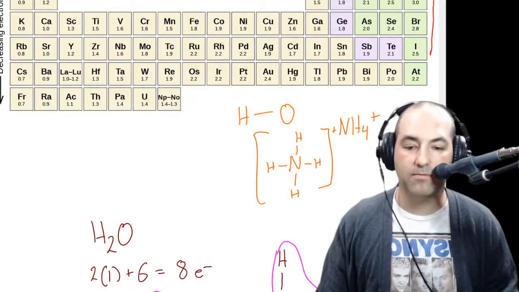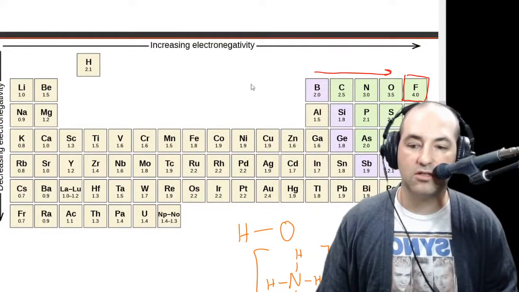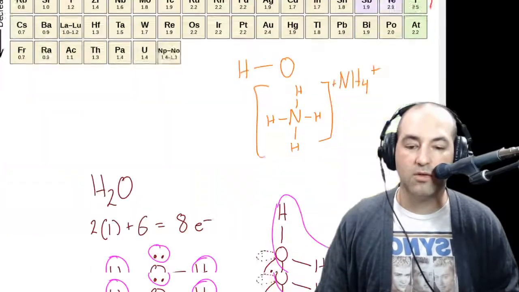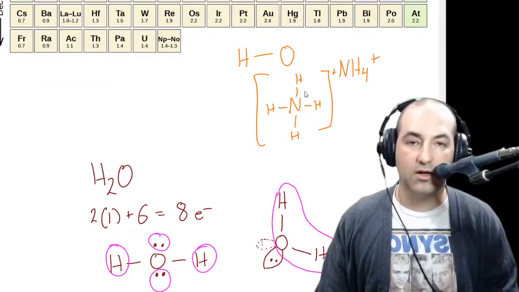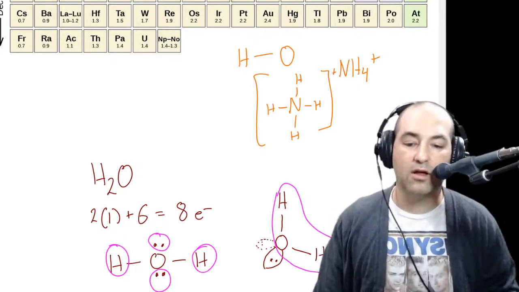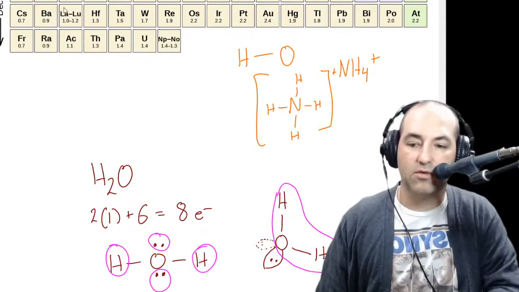Are they polar? To figure that out, we go back up to our electronegativity values and we see nitrogen is 3, hydrogen is 2.1, so that's a difference of 0.9. So we would say that those bonds within ammonium are polar. But because of the symmetry of the molecule, and actually the real shape of ammonium, because it's got four things attached, it would be tetrahedral.